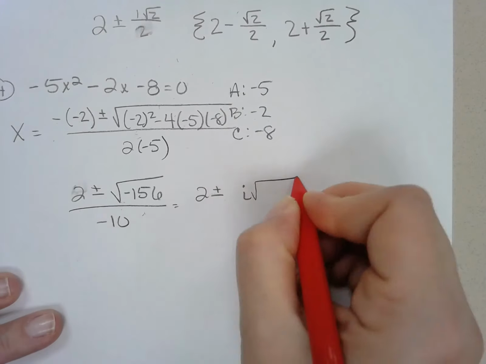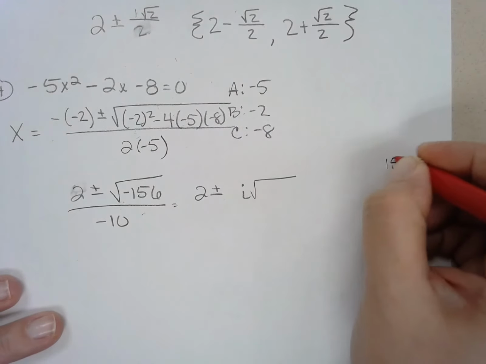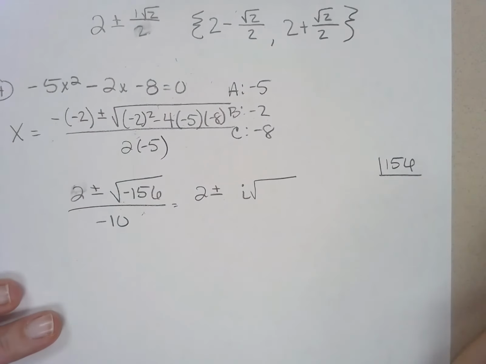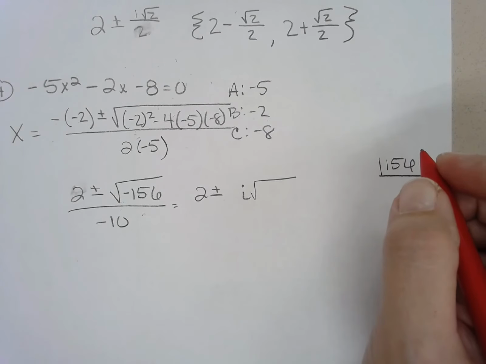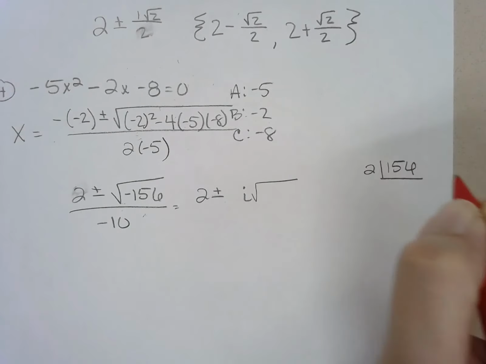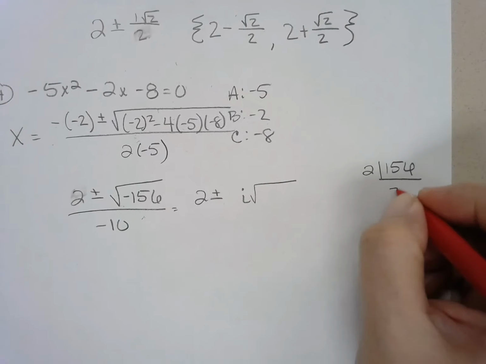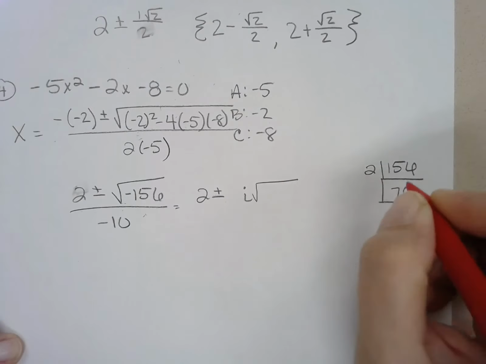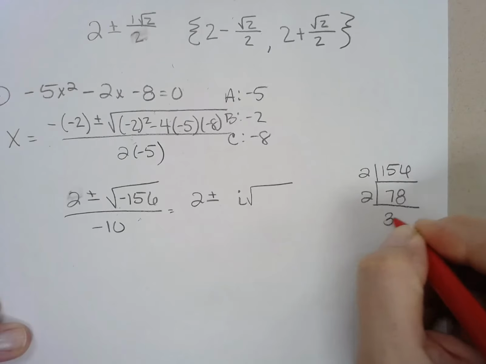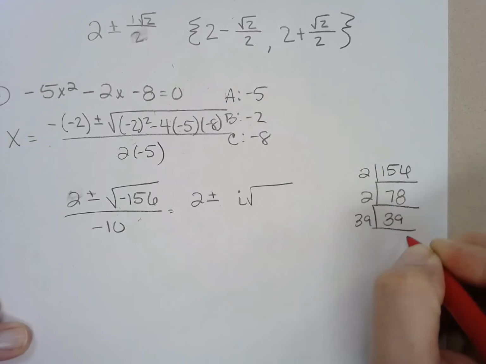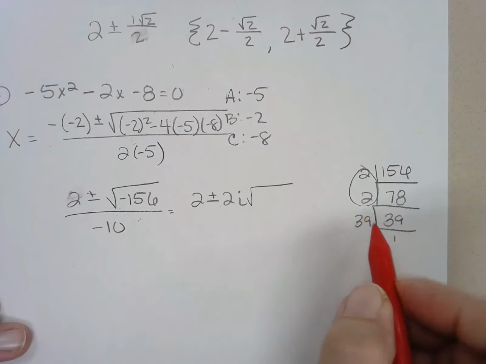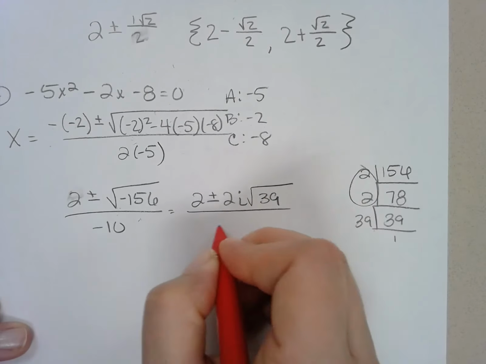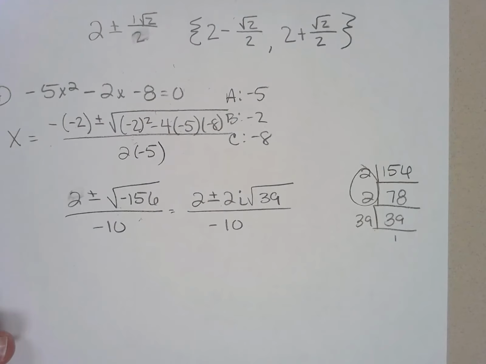And we know that 156 is not a perfect square, so we're going to go over here and do the upside down division of 156. 156 divided by 2 is 78. 78 divided by 2 is 39. And 39 is not a perfect square. So I got a pair of 2's to go outside with the i. And I have a 39 that stays inside. And I have a negative 10 on the bottom.